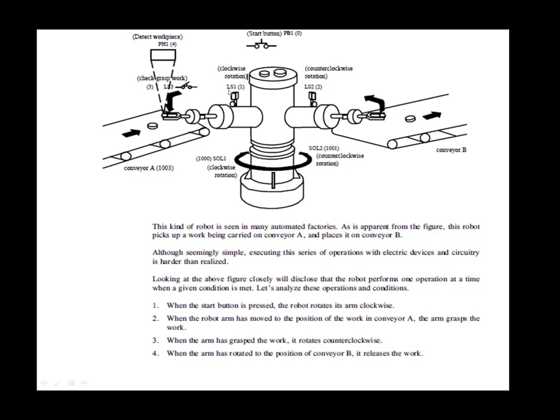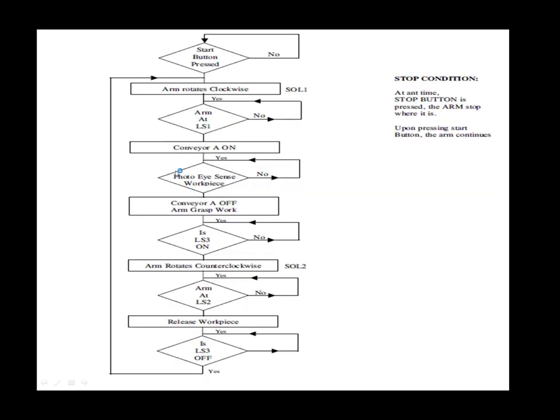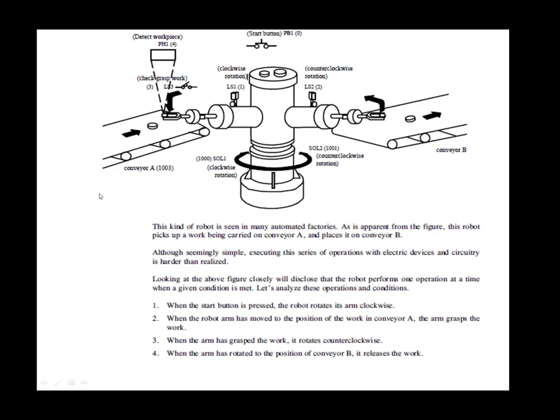This limit switch will give you a signal, or it will be high, when you reach the conveyor A position. So when you are at the right position, LS1 is going to give you a signal, and that is the indication that you have reached the position of conveyor A. When you're at the position of conveyor A, meaning your LS1 is high, at that time you need to turn on conveyor A.